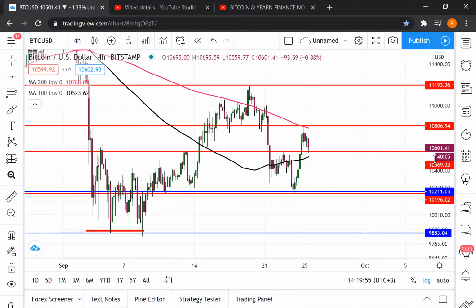Many people now have the same conclusion: when I buy, the market goes down. And when the market goes down, I have no idea why and where the market is going. This is the conclusion that many traders, or the majority of traders, are having.